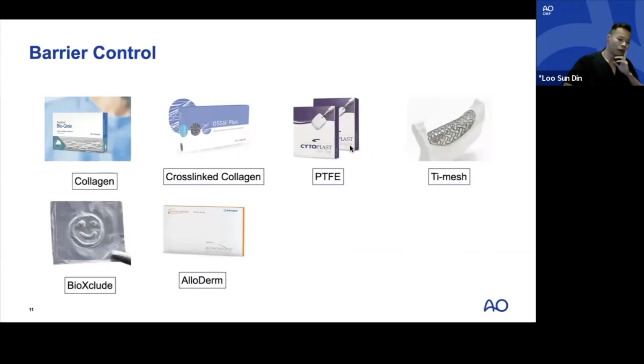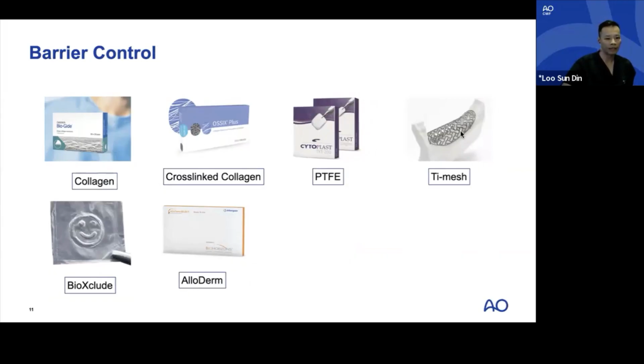Barrier control is the same. You have a plethora of options available. You have collagen, both cross-linked and non-cross-linked. You have the PTFE, which is non-resorbable, and PTFE is actually the same ingredient as your non-stick pan that you use at home. So it's really good. It's good for growth of mucosa. It's good for everything, but you have to take it out afterwards.